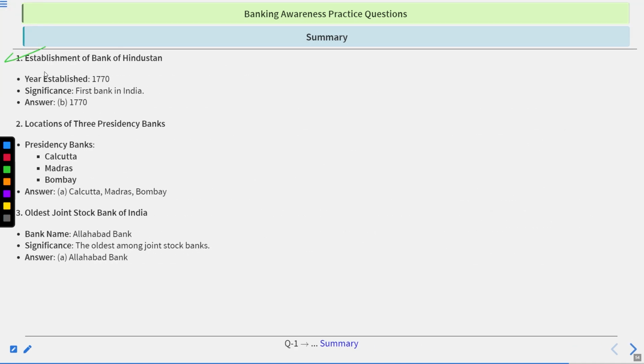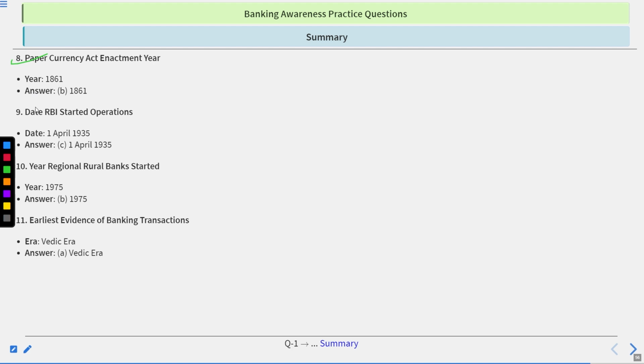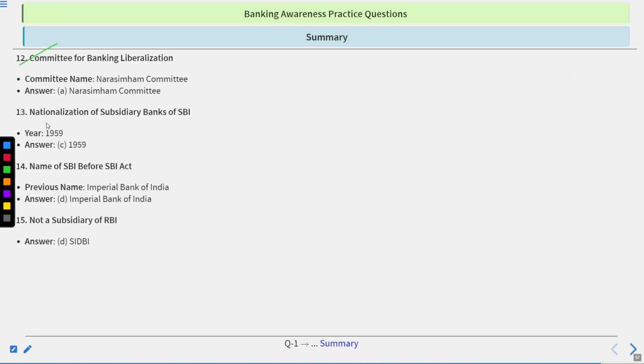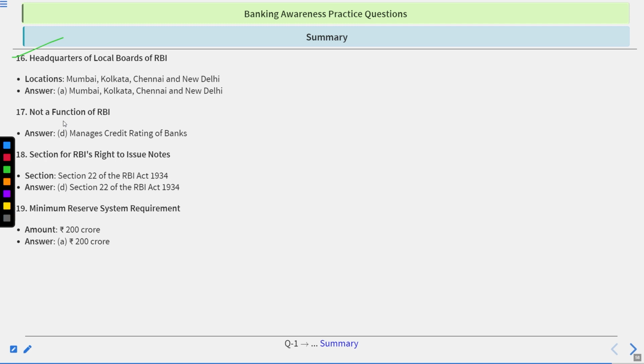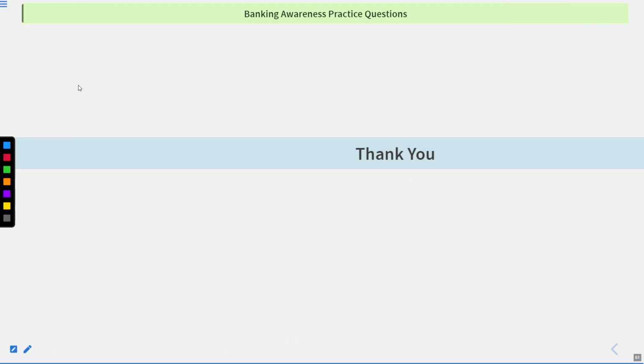So, for summary, we have talked about establishment of Bank of Hindustan, location of three presidency banks, oldest joint stock bank in India, first bank to open a branch abroad, initial share capital of Reserve Bank of India, Royal Commission on Indian Currency and Finance, origin and headquarters of Reserve Bank of India, Paper Currency Act enactment year, RBI started operation date, regional rural banks started year, earliest evidence of banking transactions, Committee for Banking Liberalization, nationalization of subsidiaries of SBI, name of SBI before SBI Act, not a subsidiary of RBI, headquarters of local boards of RBI, not a function of RBI, selection for RBI's right to issue notes, minimum reserve requirement, not a quantitative rule of RBI, rate for long-term loans for RBI, commercial papers, incorrect statement, terms used in banking, and so on as a summary.